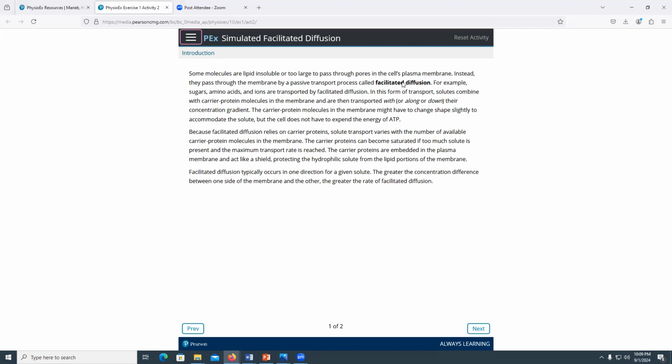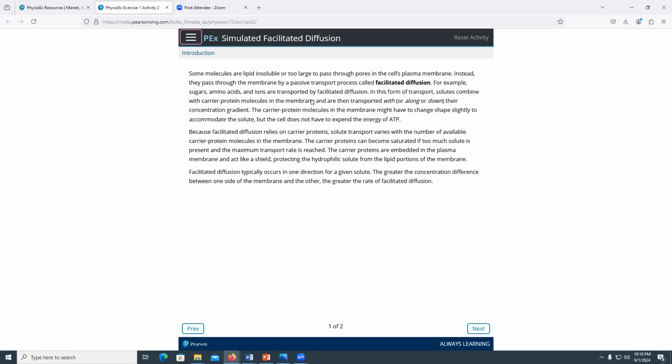So it's also a passive diffusion, just like simple diffusion. The only difference is we're not naturally flowing down a permeable membrane. What's happening here is we have an actual carrier, an actual protein that is mediating this passage. So for example, sugars, amino acids, and ions are transported by facilitated diffusion.